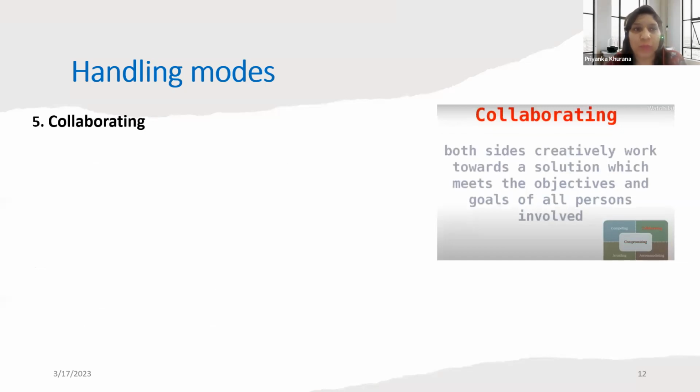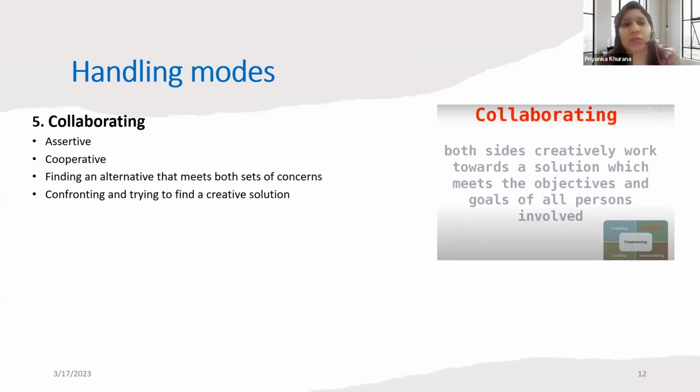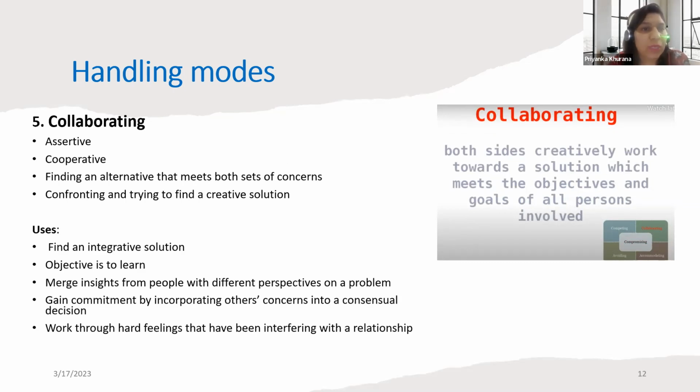The last mode is collaborating, when both sides creatively work towards a solution which meets the objectives and goals of all the people involved. So it's a win-win situation, as we saw in the story. It's assertive, it's cooperative, it's finding an alternative that meets both sets of concerns in a conflict, confronting and trying to find a creative solution by collaborating, by discussing ideas. What could be the possible uses? When we want to find an integrative solution to a problem, we use this mode.